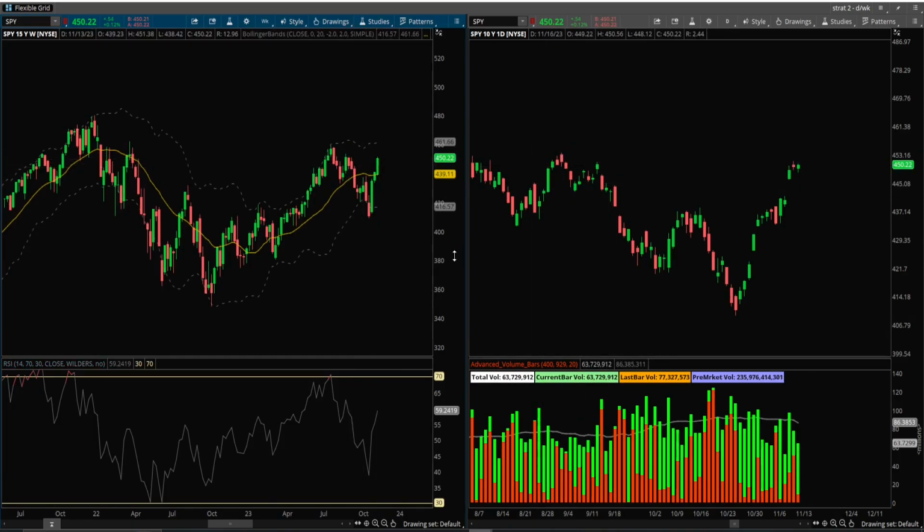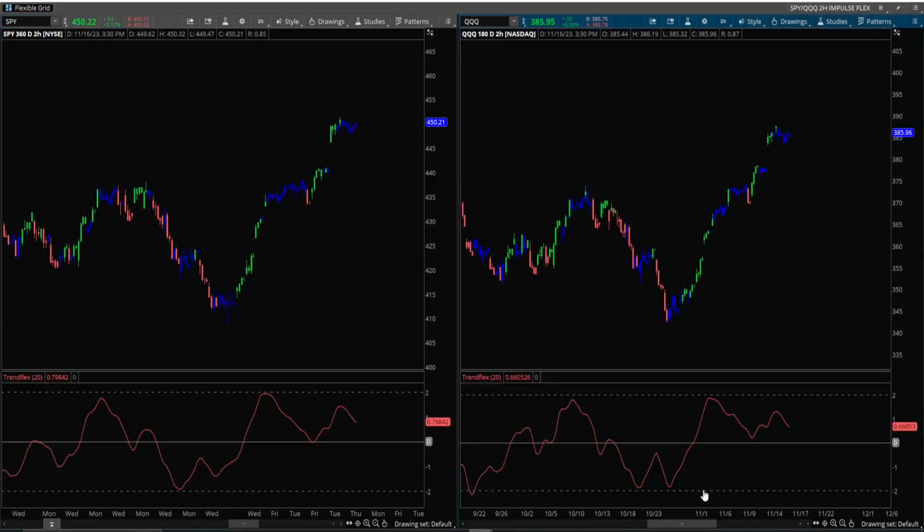So, when it comes to identifying the trades today, I want to turn to our 2 hour charts. If you look here at the SPY and the Qs, we did have blue impulse candles, and we also had a downward positive trend. So we were using a Bollinger Band strategy.